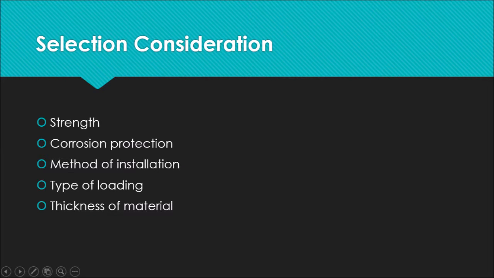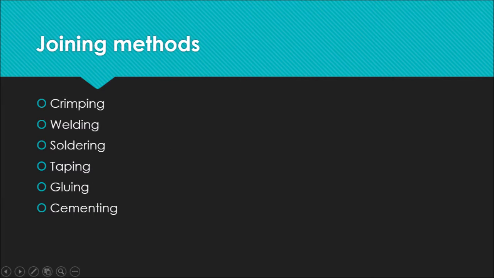Consideration on the type of fastener to be used plays an important role. Strength, corrosion protection, method of installation, type of loading, and thickness of material also play an important role. There are also other types of joining methods, which can be called permanent joining methods. There would be crimping, welding, soldering, taping, gluing, cementing, and many more.